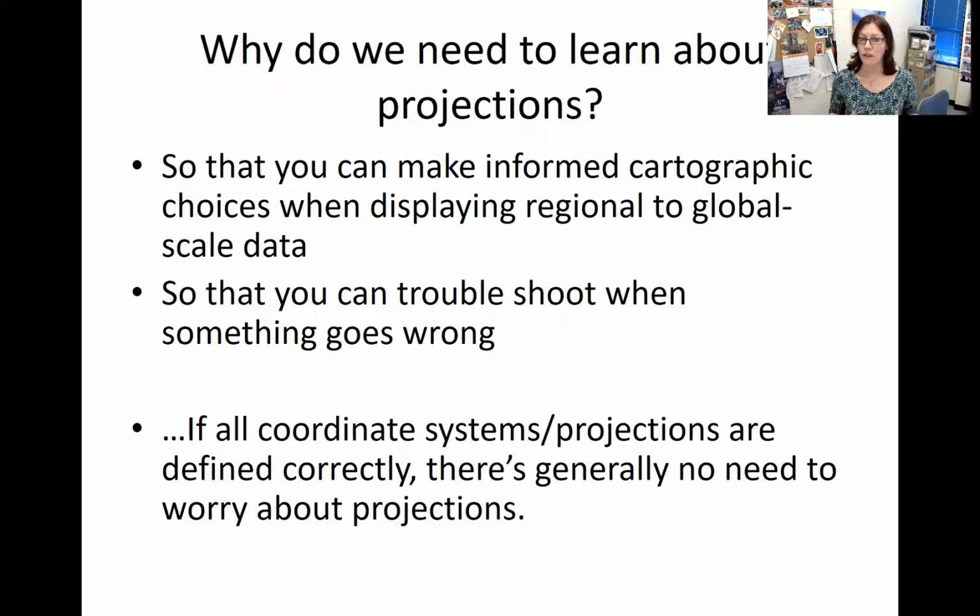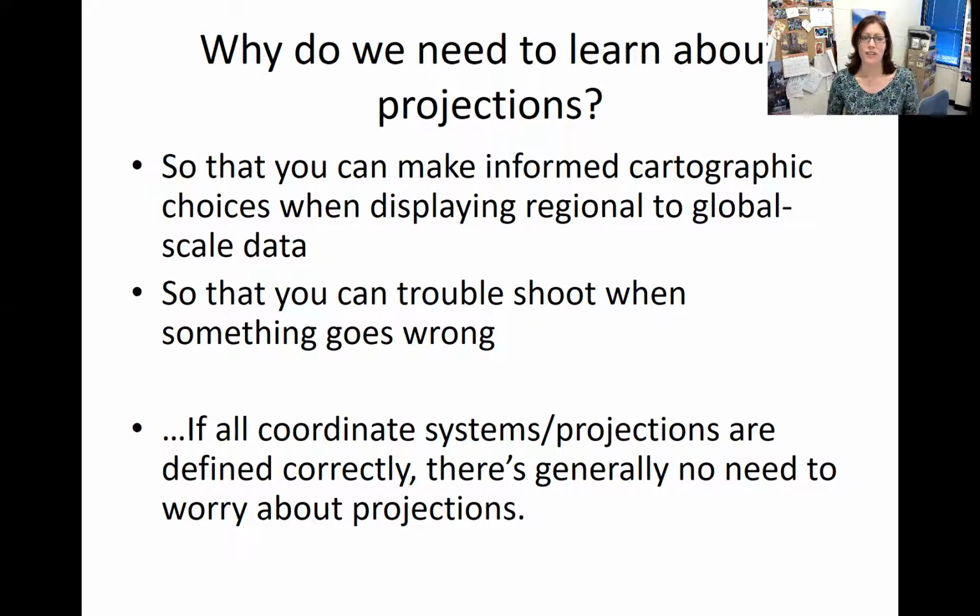Remember, something always gets distorted anytime we do a projection from a globe onto a flat plane. And so you need to make a cartographic choice at some point, and GIS will choose for you, which is not necessarily the choice that you want to make. So the more you learn about projections and the more we think about what it is that we want to convey to an audience, the better of a cartographer ultimately you'll be.